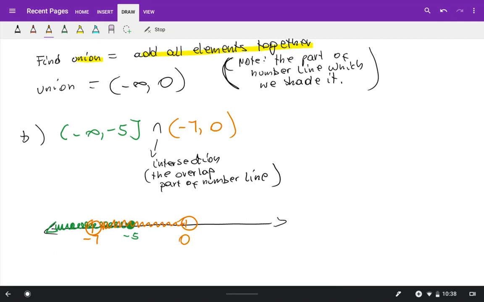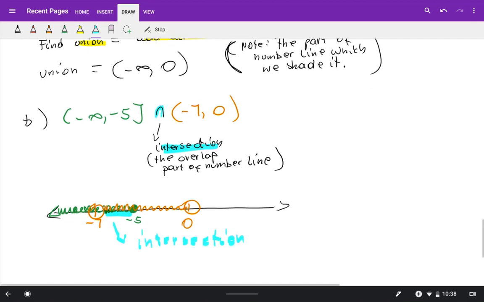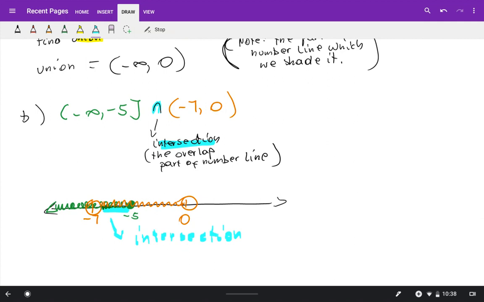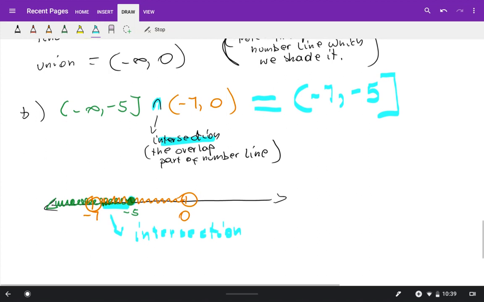Okay. So union, let's use blue. Union, intersection, it's the overlap part of the number line. So we see that two colors overlap right here in that segment. Okay, so this is our intersection. So we need to write the answer, I will just put the answer right here in that blue, using interval notation. So intersection we have from -7 to -5. Since -7 has an open circle and open parenthesis, you put parenthesis -7, comma, -5. And -5 has that closed circle, so we're going to keep the bracket. And this is the intersection.